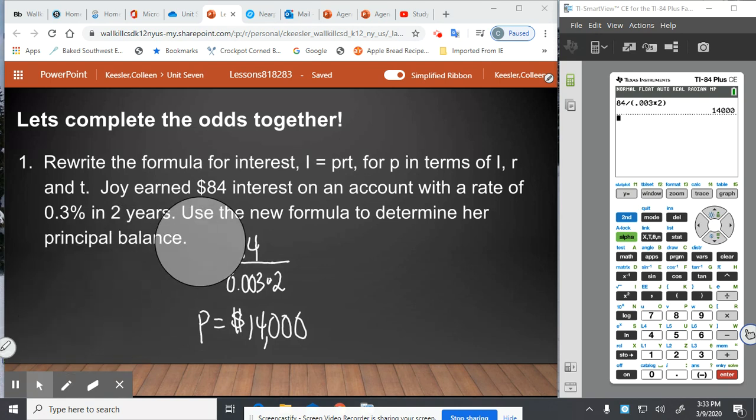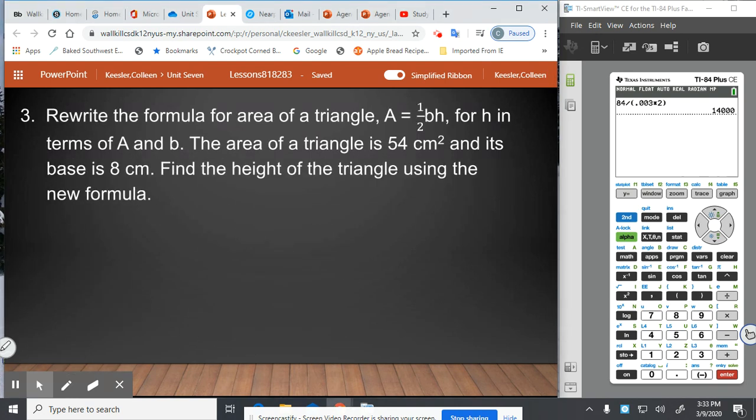Okay, let's try another. Rewrite the formula for area of a triangle, A equals 1/2 base times height, for H in terms of A and B. The area of a triangle is 54 centimeters squared and its base is 8 centimeters. Find the height of the triangle using the new formula.